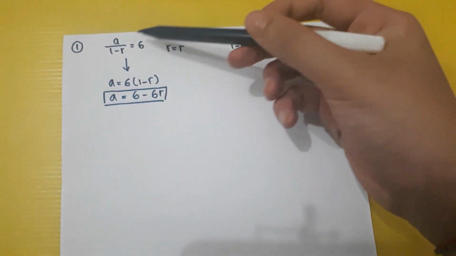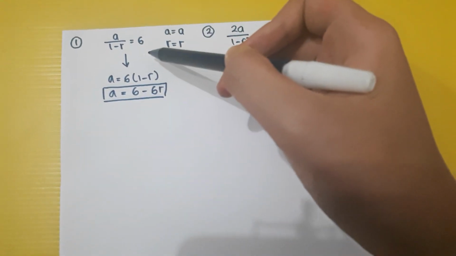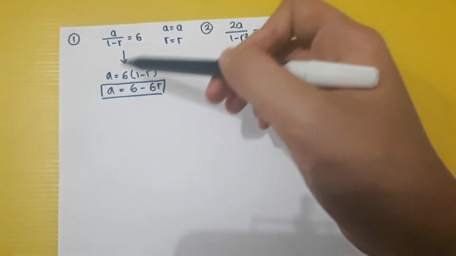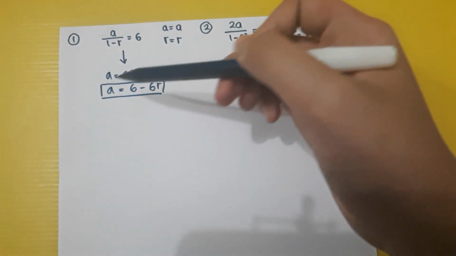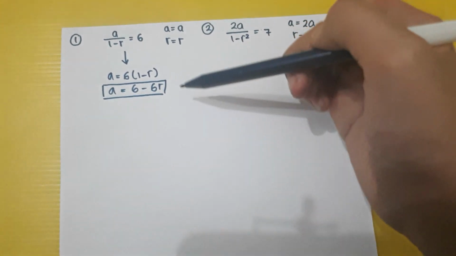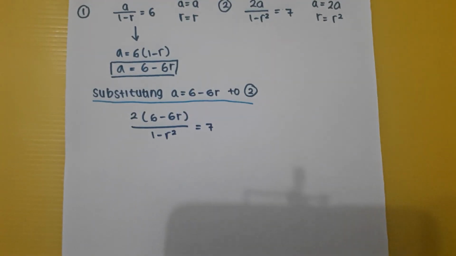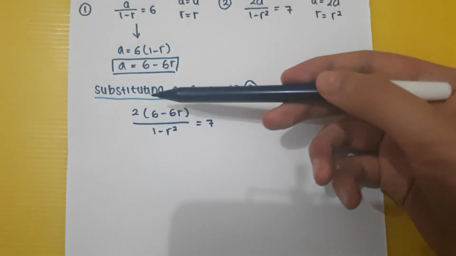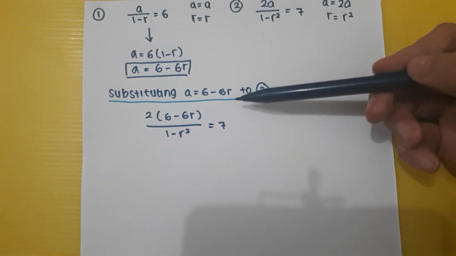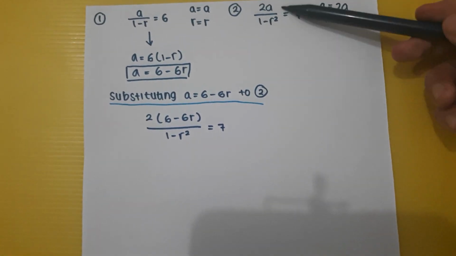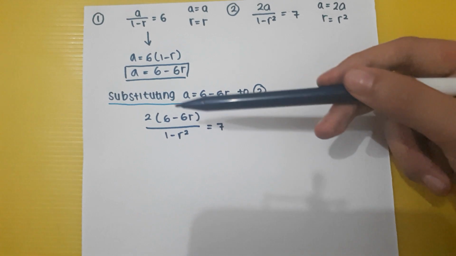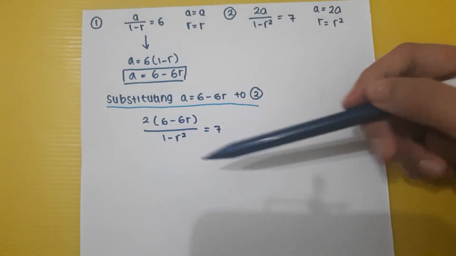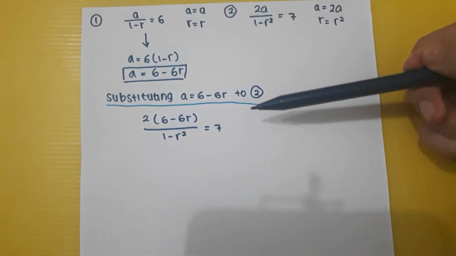In this part, we can do cross multiplication, so a will be equal to 6 times 1 minus r. We expand it to become a equals 6 minus 6r. Next, we will substitute a equals 6 minus 6r into the second progression. So 2a will be substituted by 2 times 6 minus 6r, over 1 minus r squared, equals 7.